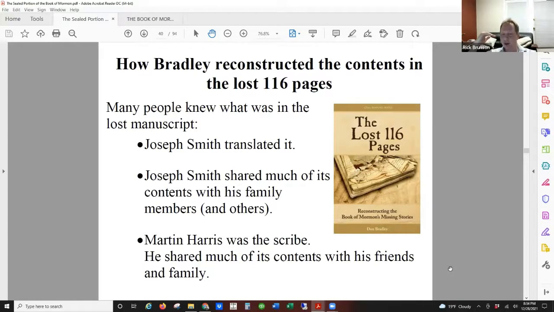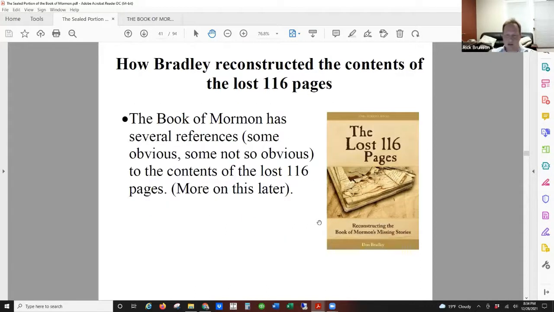So how did he do that? Well, he had several methods. Number one, many people knew what was in the lost manuscript. For example, Joseph Smith translated it, so he obviously knew what was in there. Joseph Smith shared much of its contents with his family members and others. Martin Harris was the scribe, so he shared much of its contents with his friends and family. So there are a lot of people that were privy to the information contained in the 116 pages.